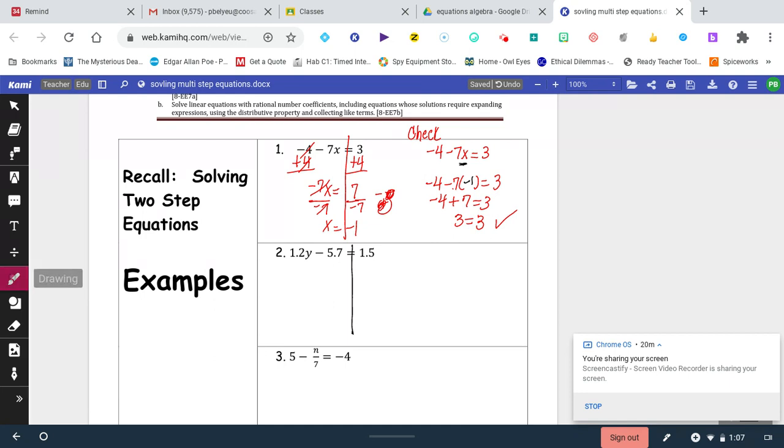The first thing I want to do is get rid of the one that's farther from y, which would be negative 5 7/10. To get rid of it, you just change the sign. The opposite of minus 5 7/10 is adding it. These will cancel, so I end up with 1 2/10 y equals 7.2 or 7 2/10. The opposite of multiplying by 1 2/10 is dividing. These will cancel. You simply end up with 6.